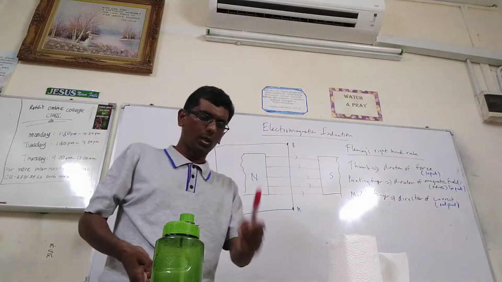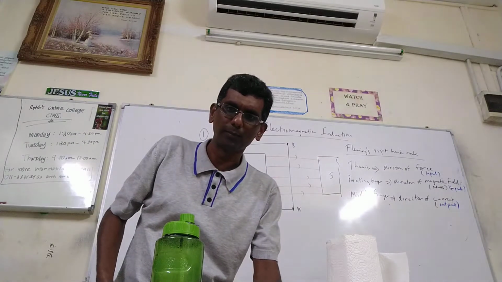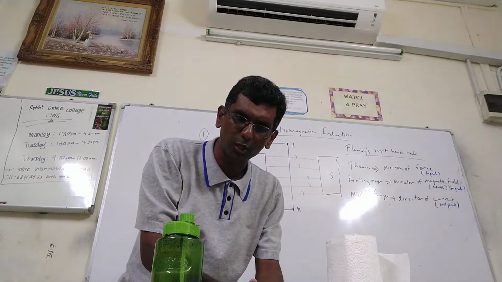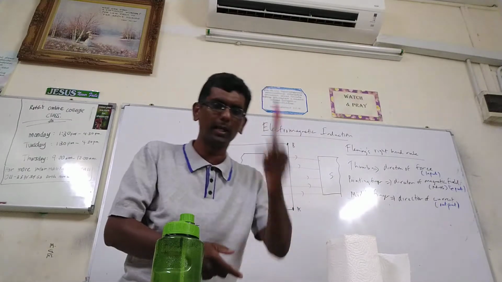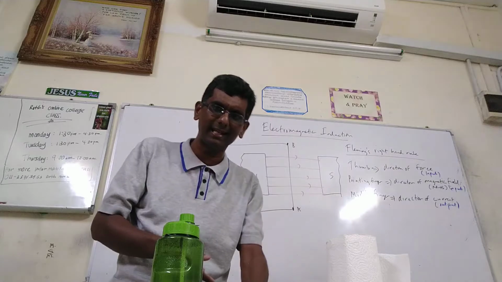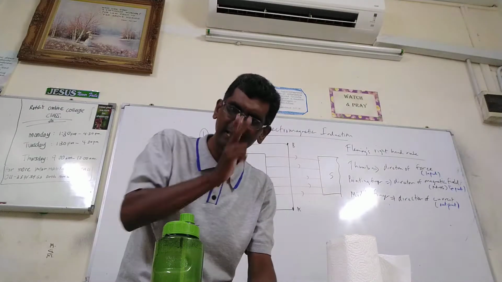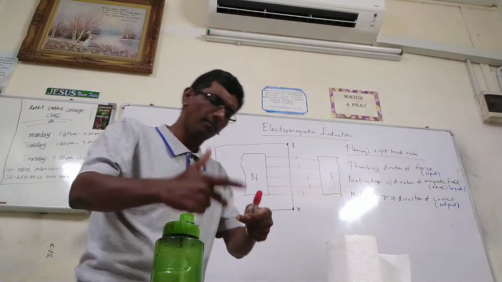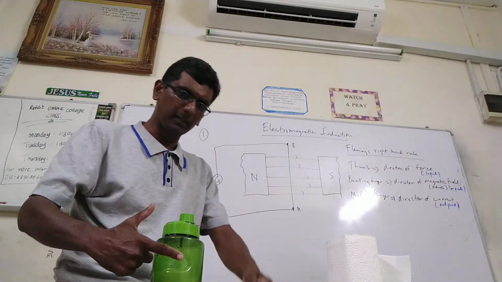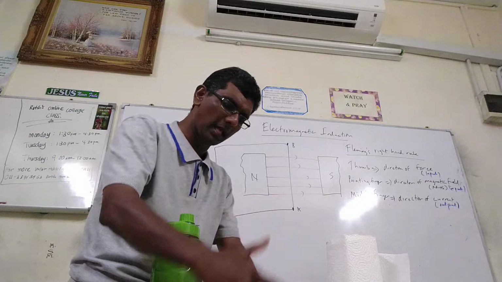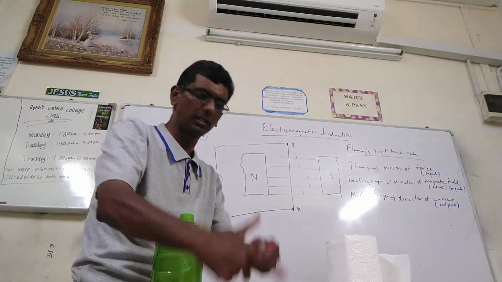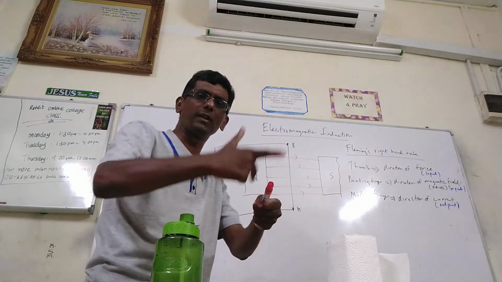Now this cuts across down. When you move upwards, it cuts in and cuts out. Cutting out also produces current. Now the pointing finger is North Pole, and the force is upwards. The current is moving this way.